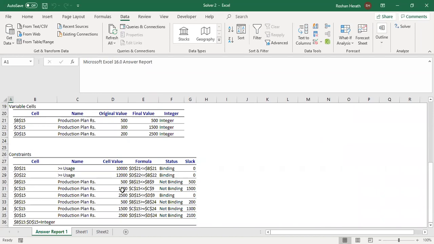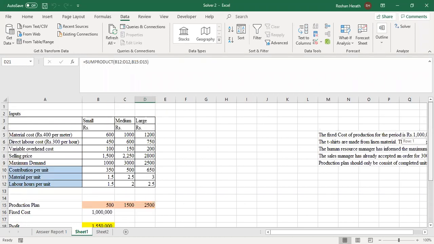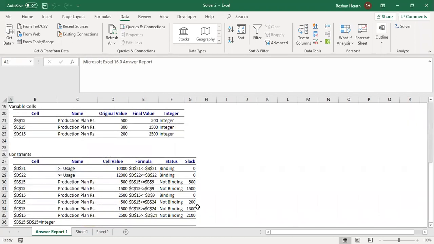Similarly, the next one is about 1,500. Yes, 1,500 and 3,000. You can see that the maximum demand is for small, medium, and large. Sorry, small and medium are not binding constraints. But if you look at the large one, yes, you have gone to the maximum. The maximum demand is 2,500. You have utilized that to the fullest. So therefore, it's binding.